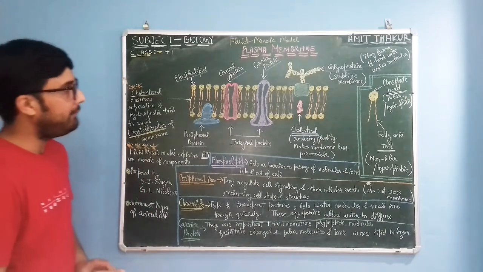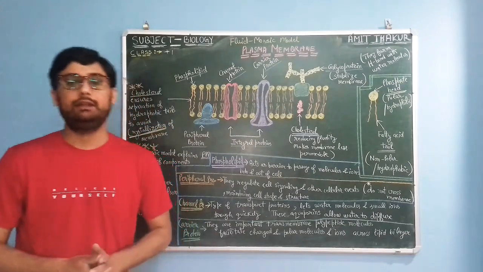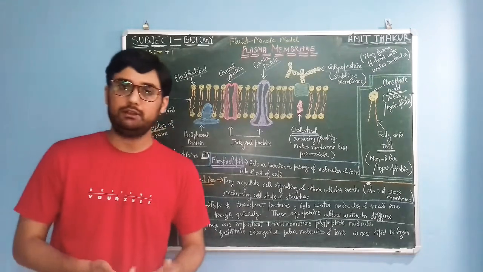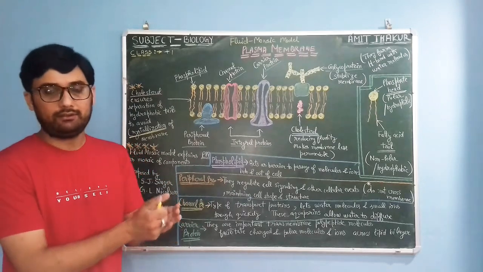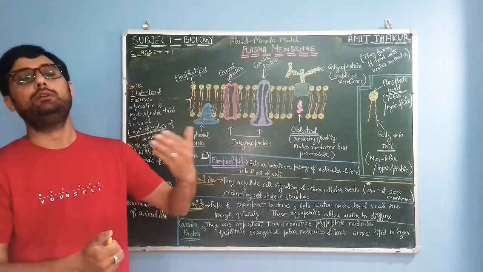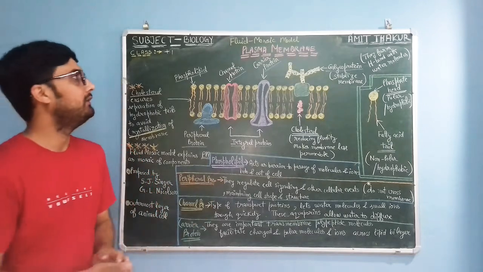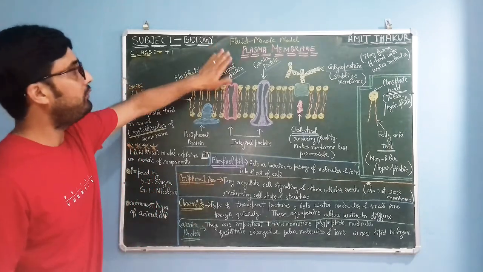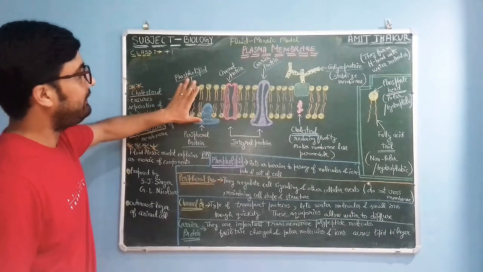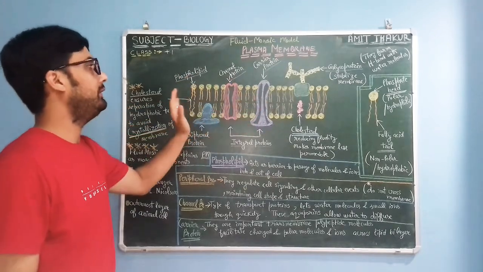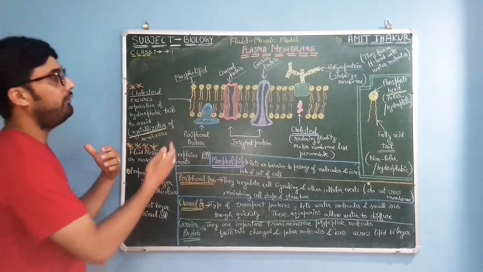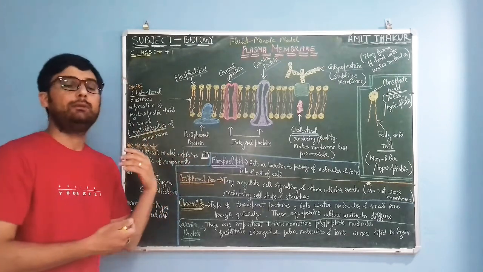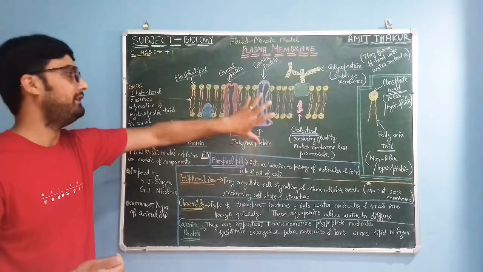It is semi-permeable in nature. It is selective in nature. That means it checks the entry of substances into and out of the cell. Okay, this fluid mosaic model describes the mosaic of the membrane. Mosaic means there is a presence of many substances, many components in this layer.